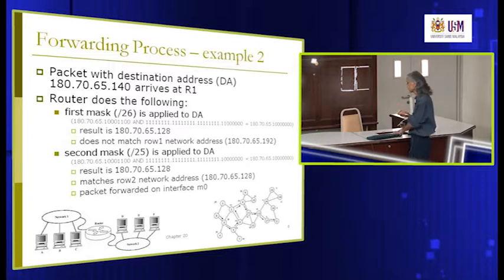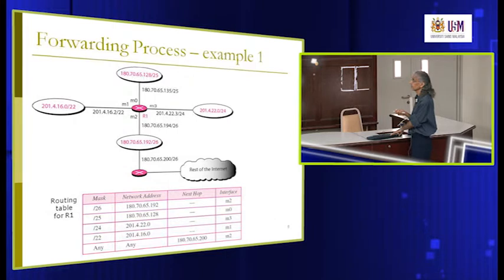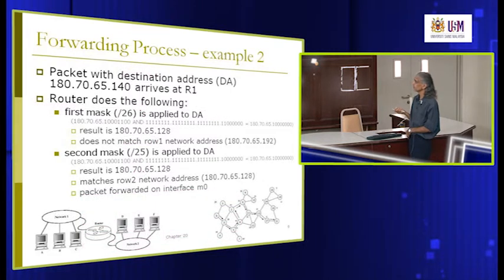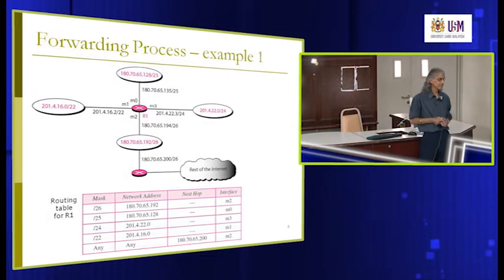And this 128, is it the same as the second entry? Yes. So in this case, the row 2 network address matches with the result. Therefore, the packet is forwarded on interface M0. So that means this particular packet, with destination 180, 70, 65, 140, is actually in M0, which is here. The destination host is somewhere here. So you forward it that side, right?